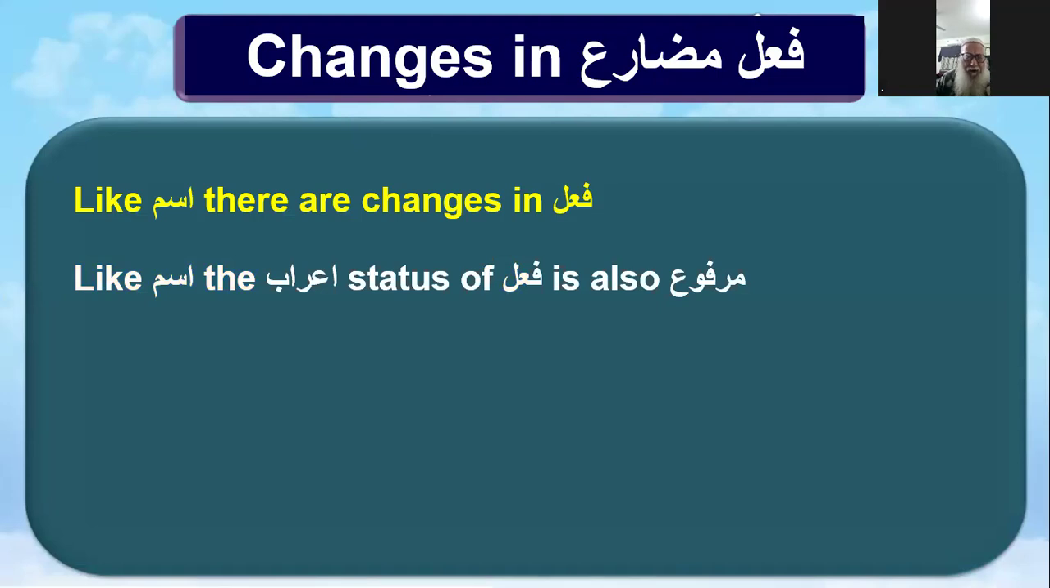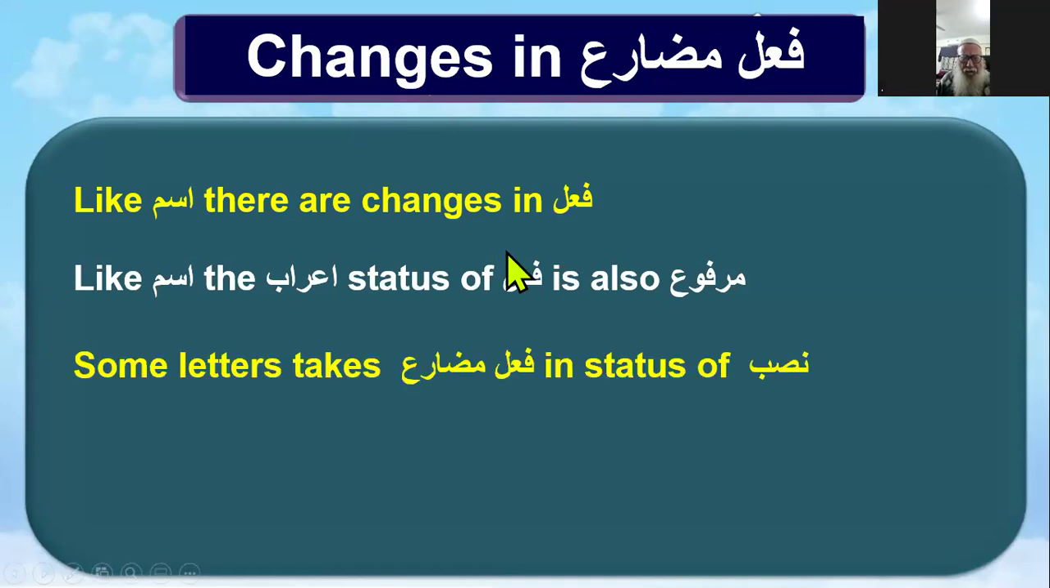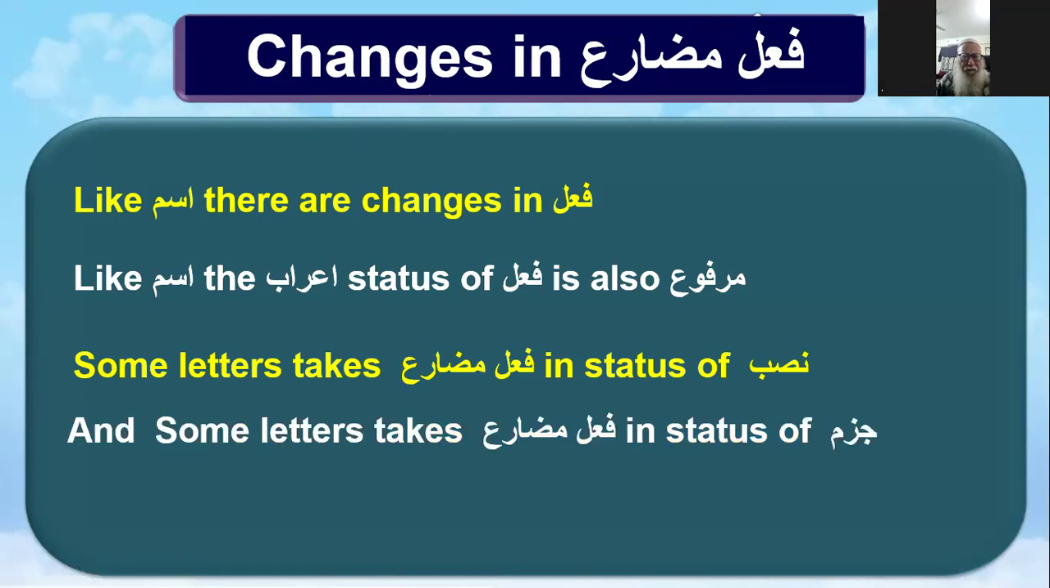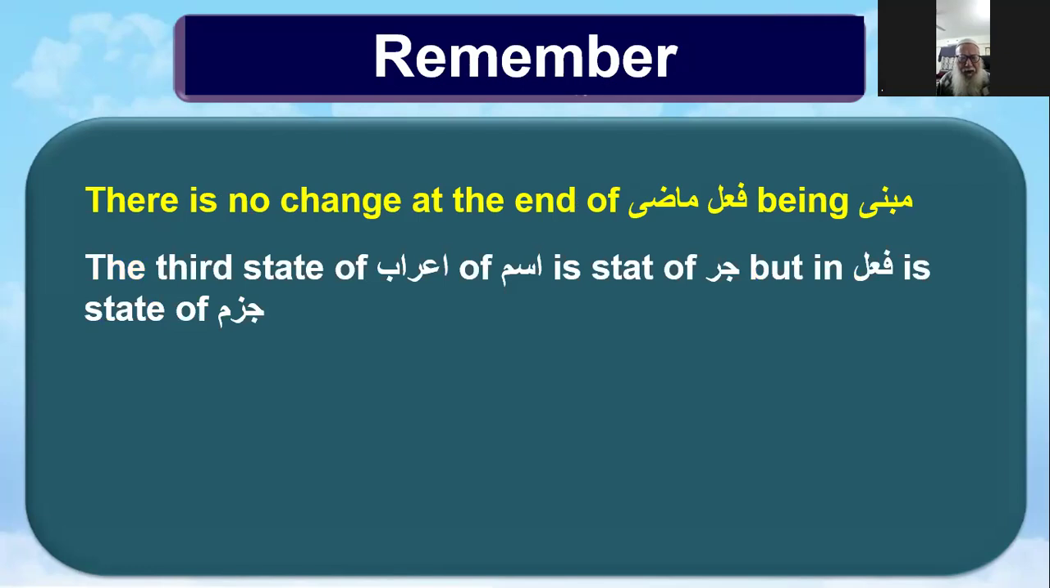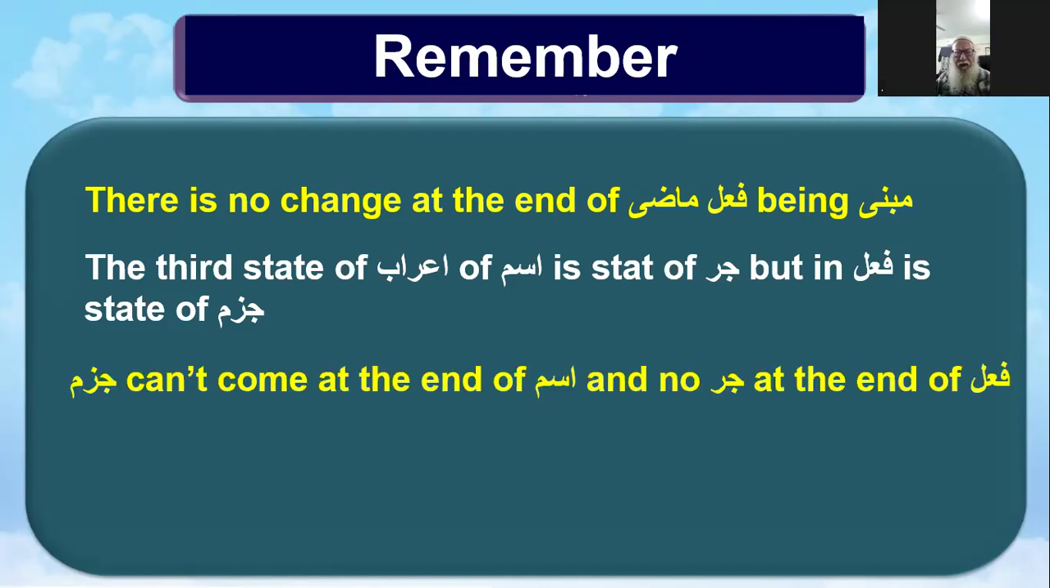The changes in Fi'l Mudari occur like the Ism, 3 changes in Fi'l Mudari. And the I'rab of the Fi'l Mudari may be either Marfu, Mansub, or Rafa, Nasb and Jazm. So it has these 3 states. There is no change at the end of the Fi'l Mazi being Mabni. But the third state of the I'rab of Ism is the state of Jar, but in the Fi'l it is the state of Jazm.